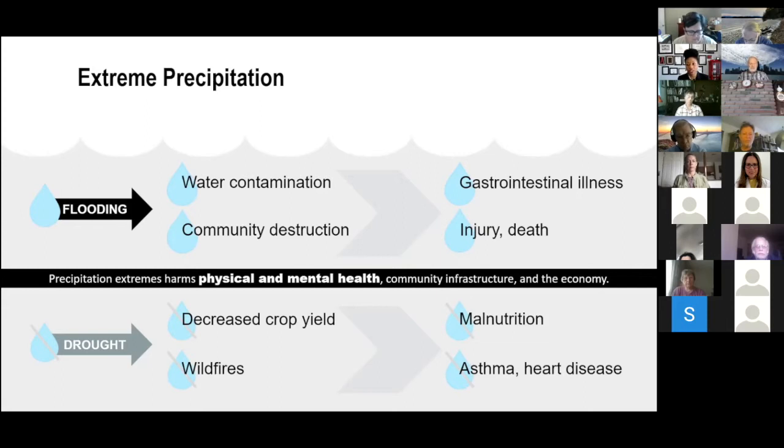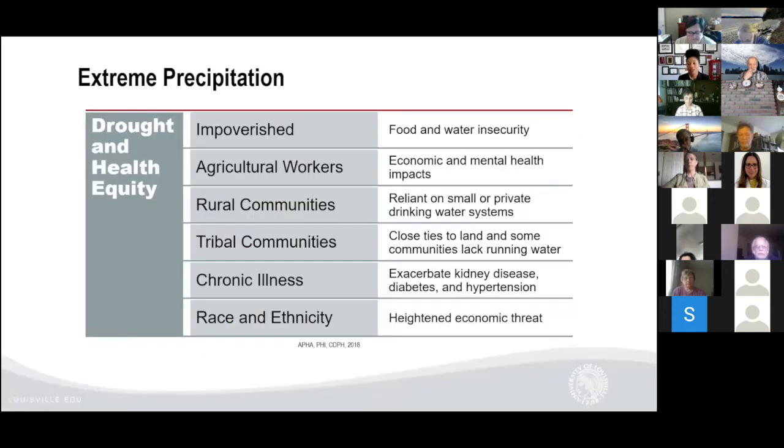I've touched on flooding, the risk of water contamination and community destruction, but drought. We're uniquely burdened by drought in quite a few ways. Certainly, it affects our agricultural communities adversely by potentially decreasing crop yield. This can contribute to malnutrition. And we've also touched on wildfires, how drought creates conditions that are conducive to wildfires, and the smoke increases our risk of asthma and heart disease, in addition to immediate threats.